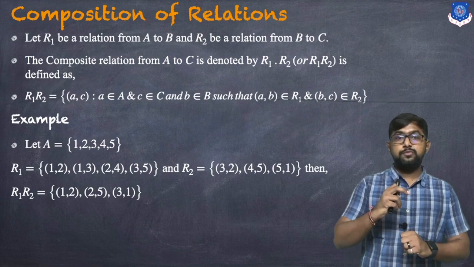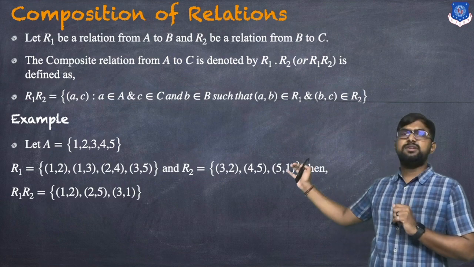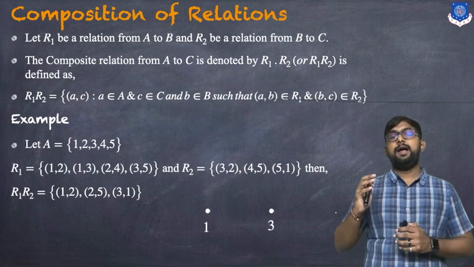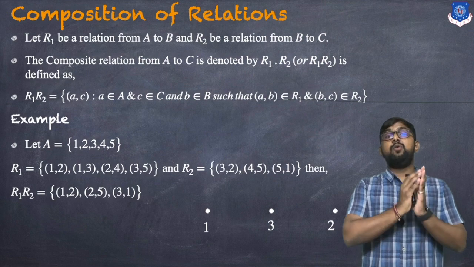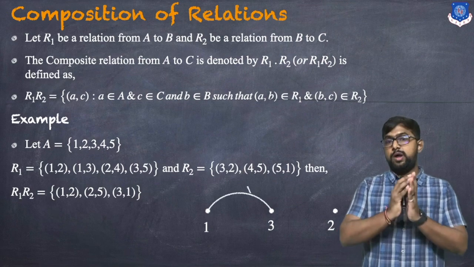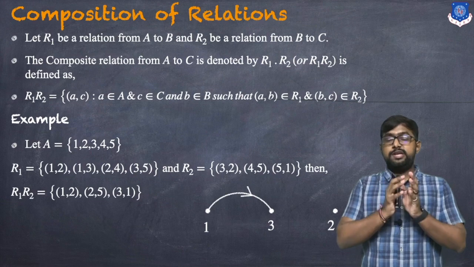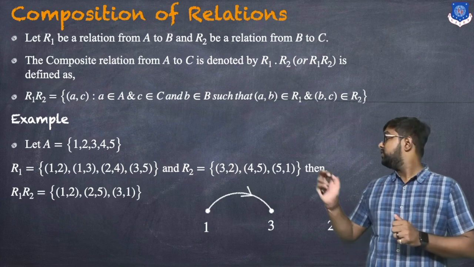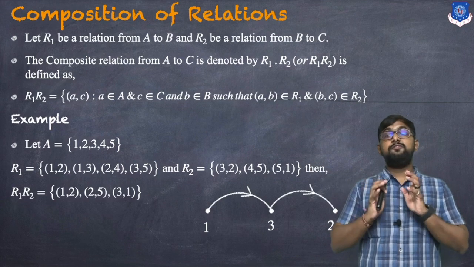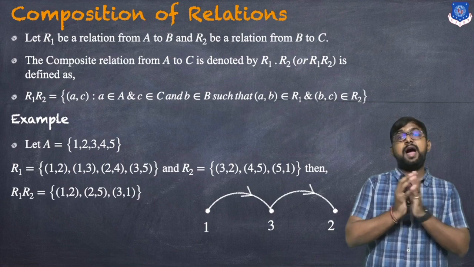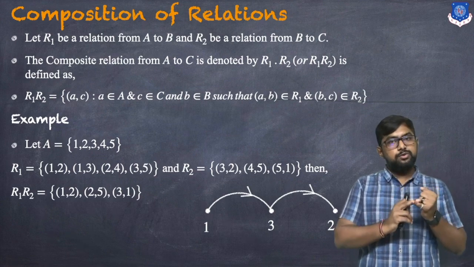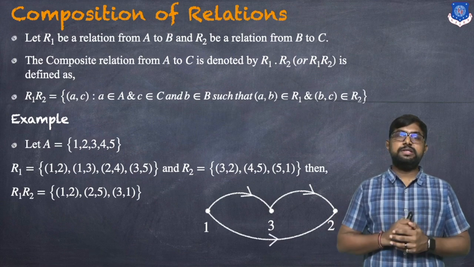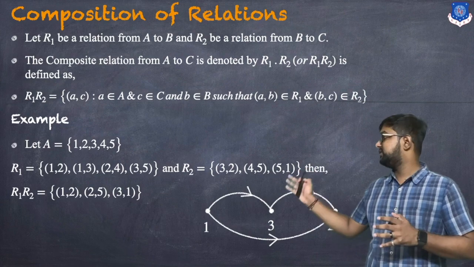Now just go to (1,3). For (1,3) we understand 3 points: 1, 3 and 2. You can see that in R1, 1 is related to 3. Now in R2, 3 is related to which point? You can see that 3 is related to 2. So the final pair for R1 R2 will be what? 1 is related to 3 and 3 is related to 2, so the final pair will be (1,2). Okay, so in R1 R2 the first pair is (1,2).